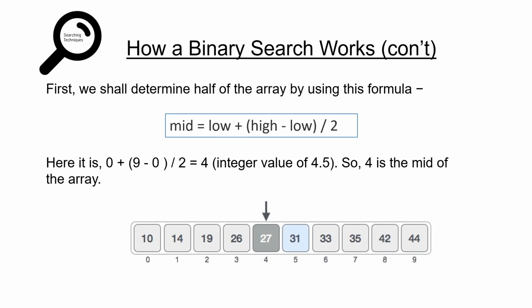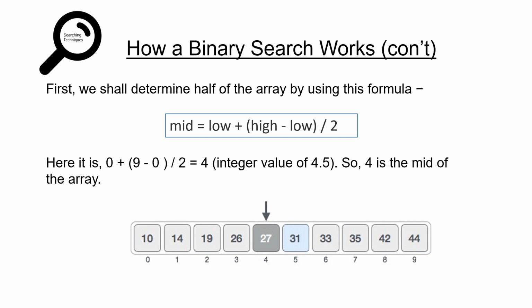Almost the same. So, first we shall determine half the array by using this formula. To determine the middle position, we use this: mid is equal to low plus, PEMDAS ang operation, high minus low divided by 2. So simply, alam natin na ang ating values is just like that. The low is the starting of the array, which is 0. Ang high natin is the highest index position, which is 9.